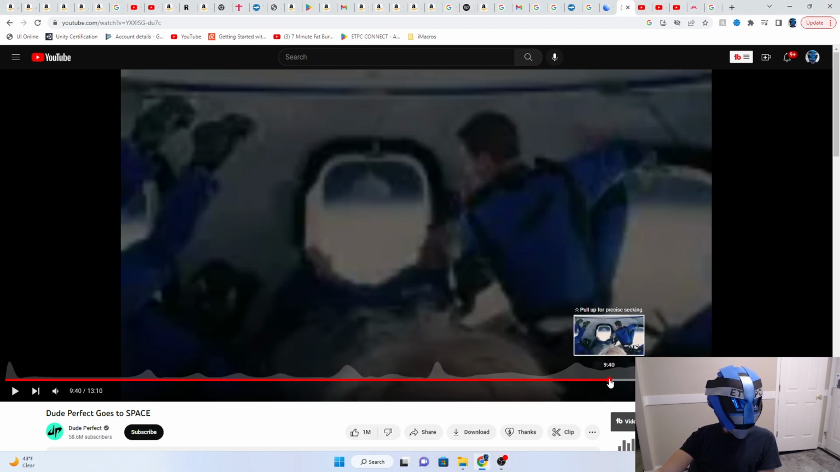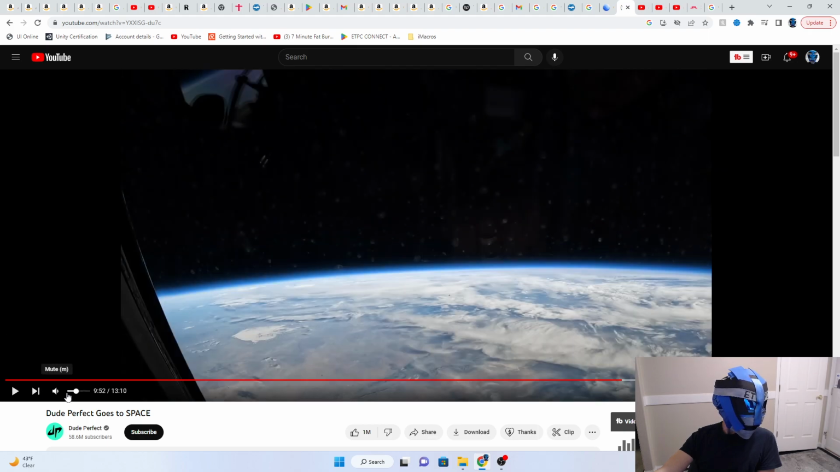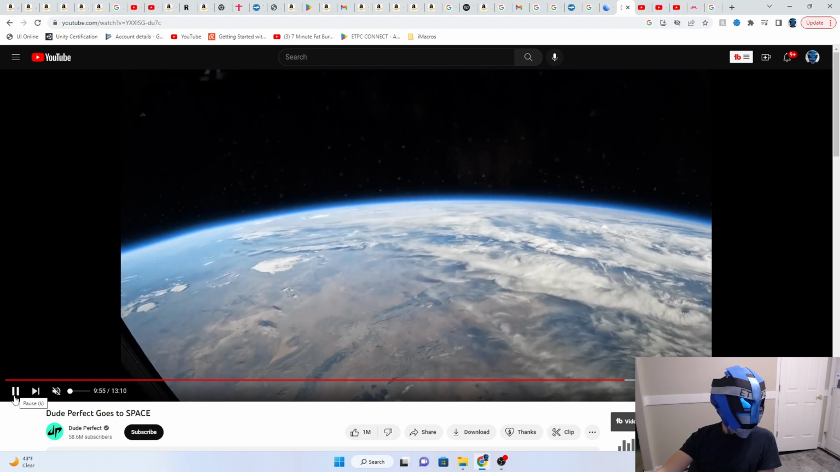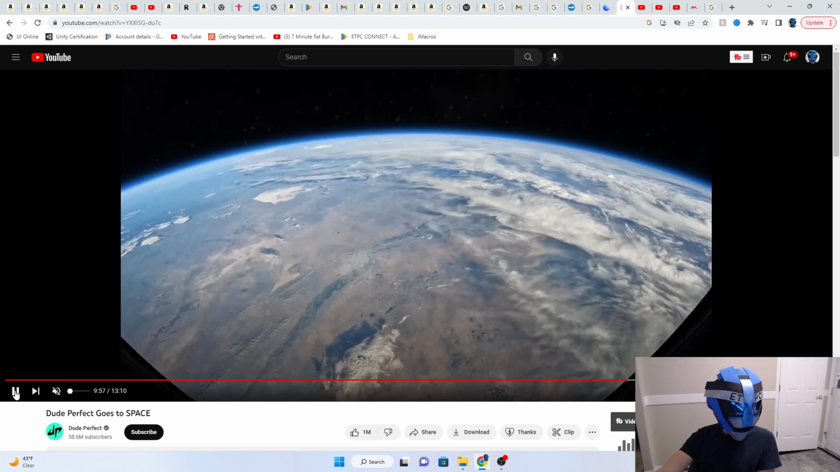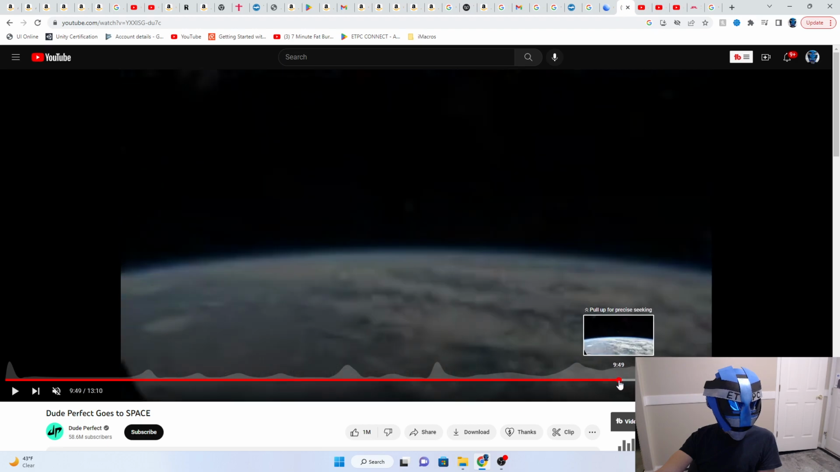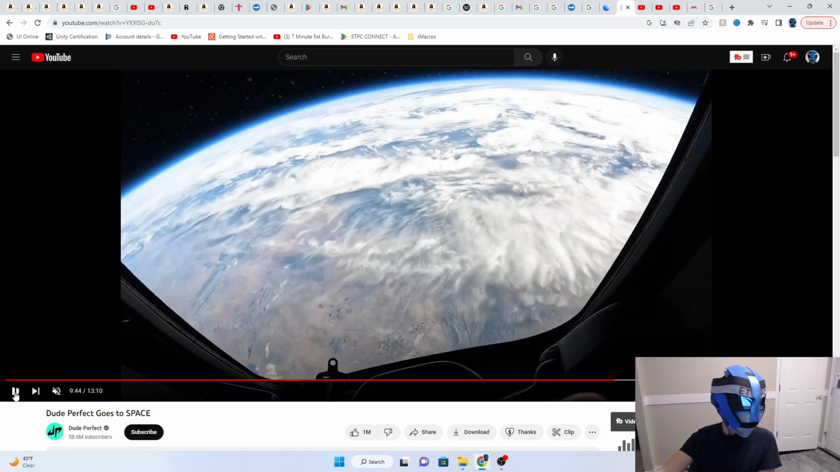I'll just demonstrate here as it goes up and down. So there's that, and then it curves way down like this. Some people were saying that's just the fisheye lens, or they were saying it wasn't, I don't know.